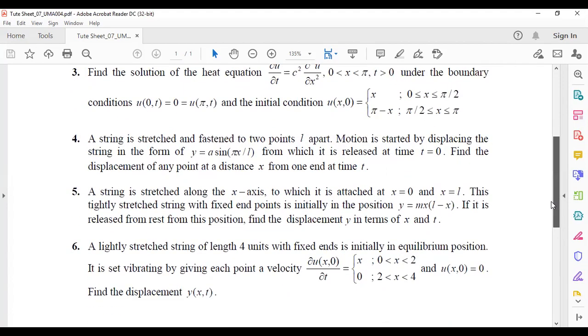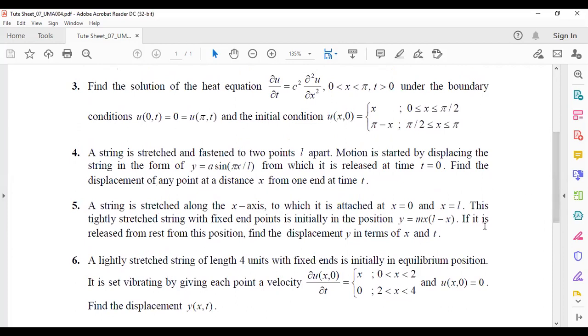sixth question now we have done. Fourth and fifth are also of wave equation. So if you read the statement of this, so this clearly says a string is stretched and fastened 2 points L apart. So this is the length of the string. Motion is started by displacing the string in the form of this. So this is initial displacement they are talking about. So initial displacement means this is your f(x). This is your f of x, which is u at x is equal to 0.